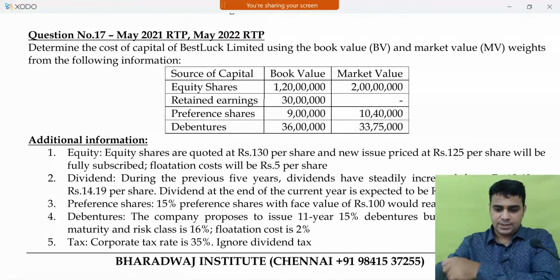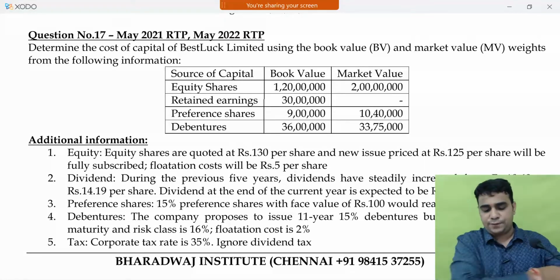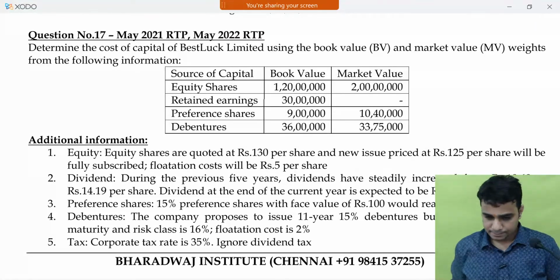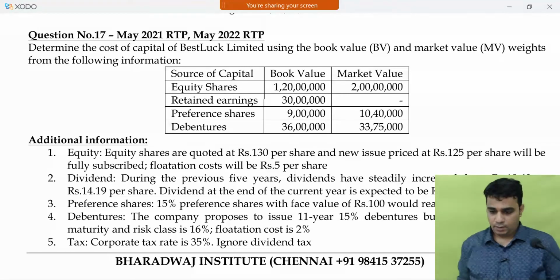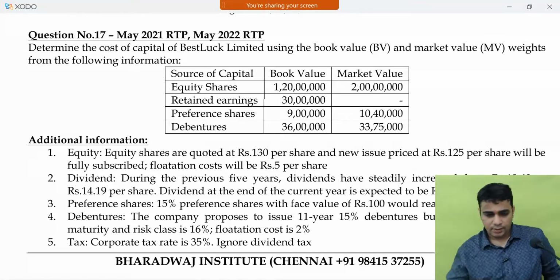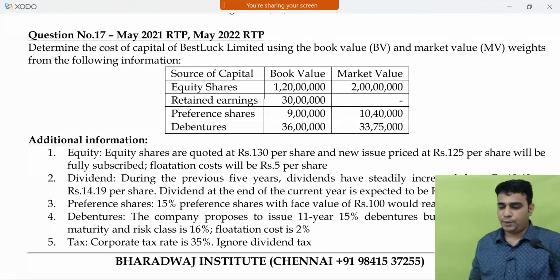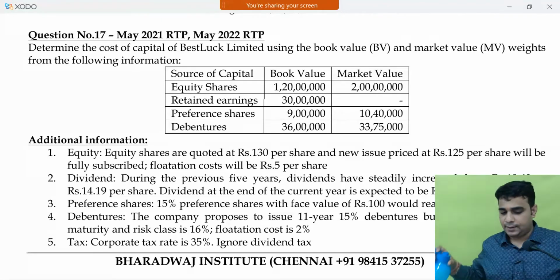Okay, come to 17. I'll focus more on calculating the cost of individual components. Come to 17. Go through this. One tricky part is going to be debenture. The balance is fairly simple. I want you to calculate the cost of individual components. Debenture alone can be slightly tricky.